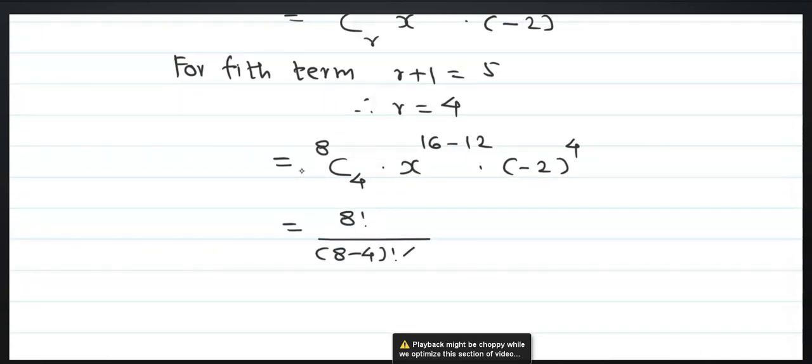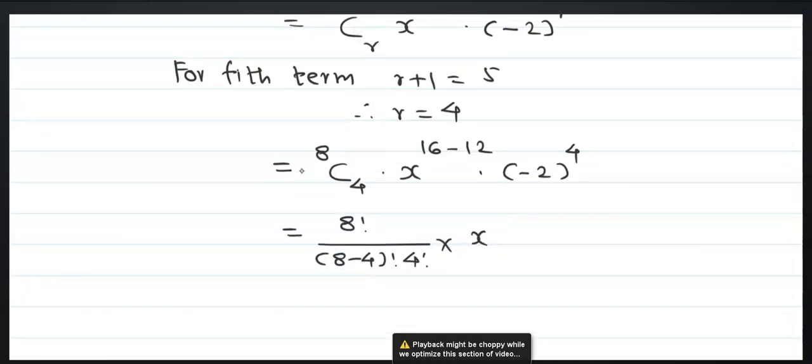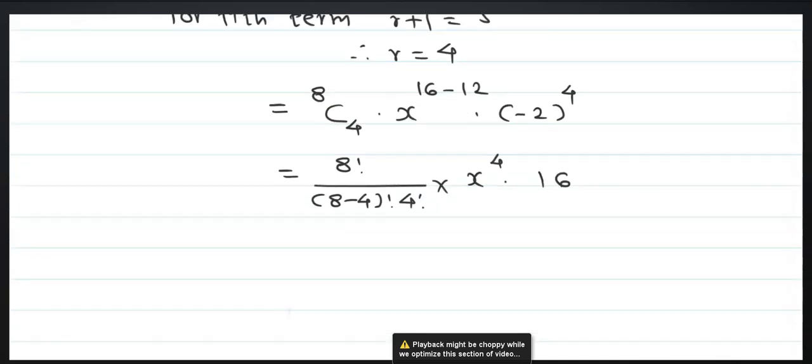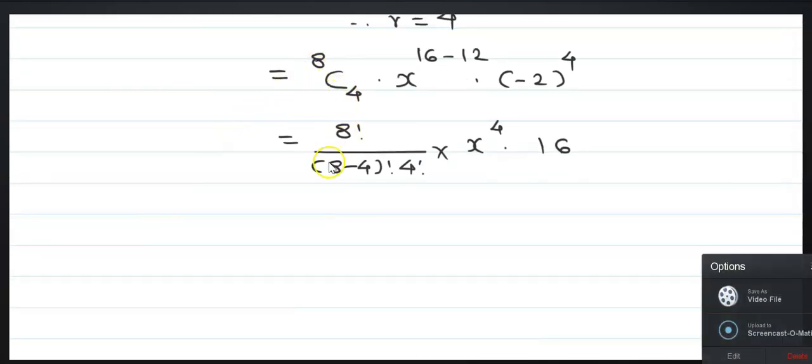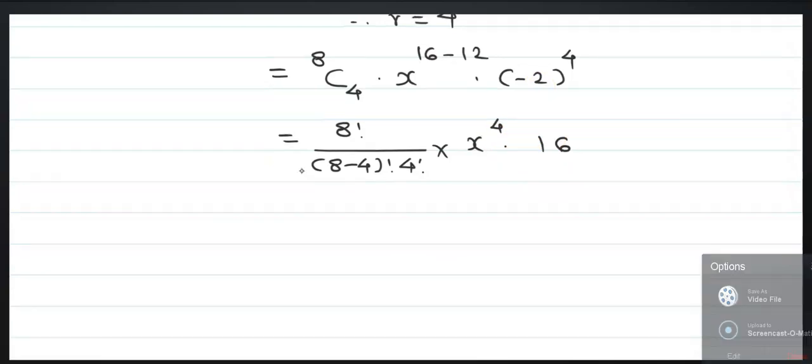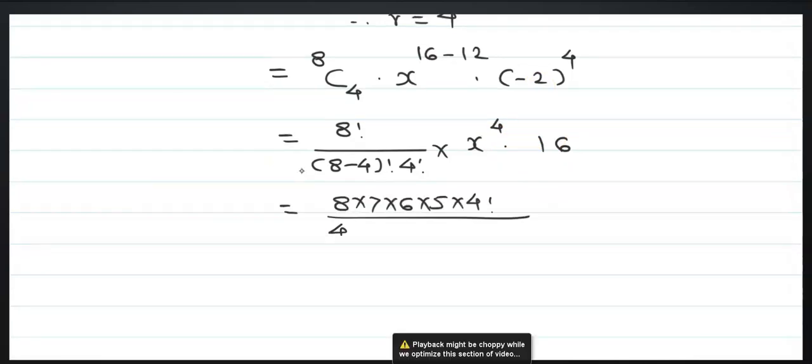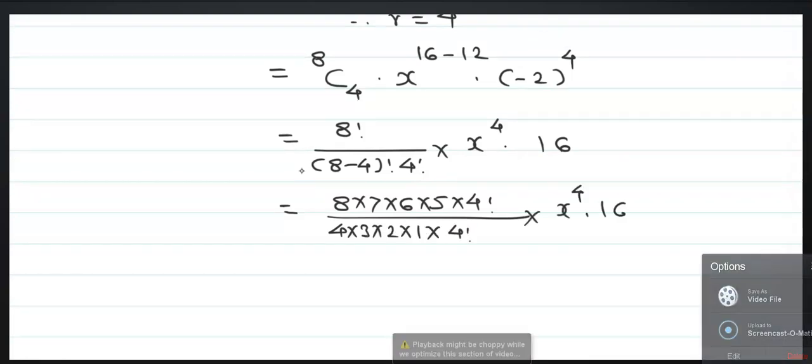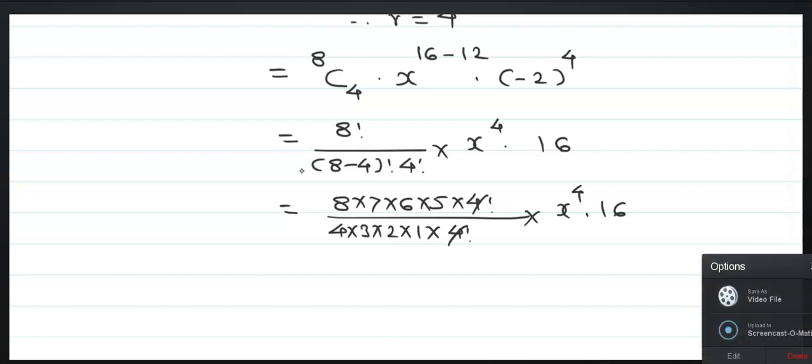Now the calculations. 8C4 is 8 factorial upon 8 minus 4 factorial into 4 factorial, x raised to 16 minus 12, that is x raised to 4, into minus 2 raised to 4, which means 16. Here the 4 factorial gets cancelled. x raised to 4 into 16.